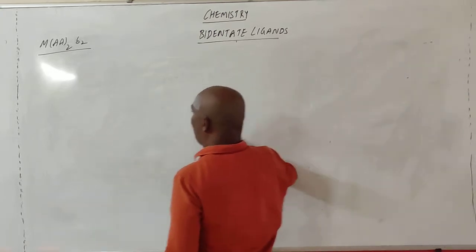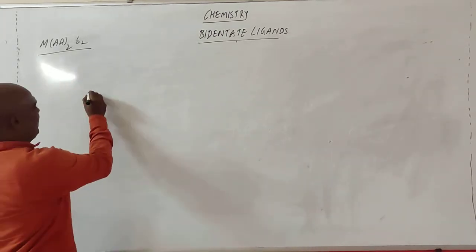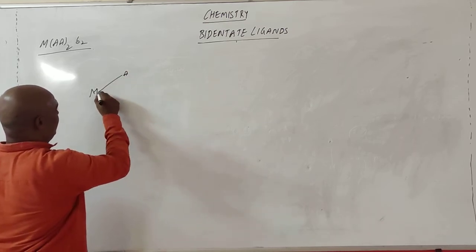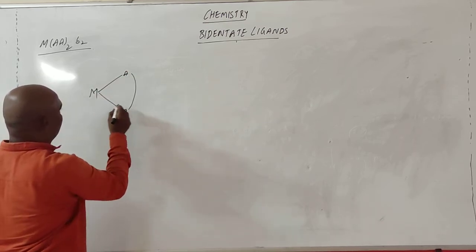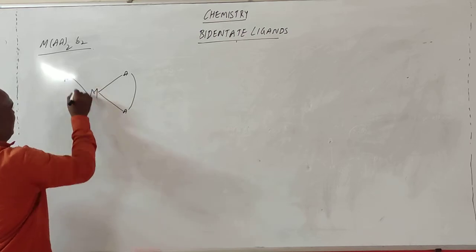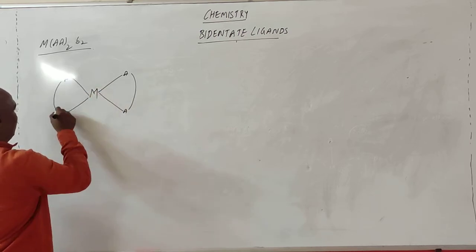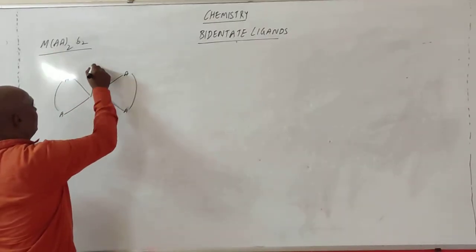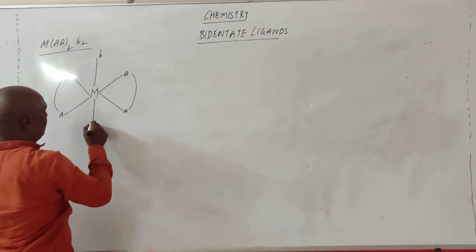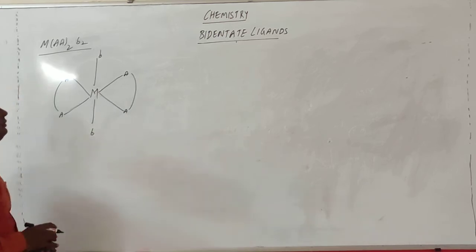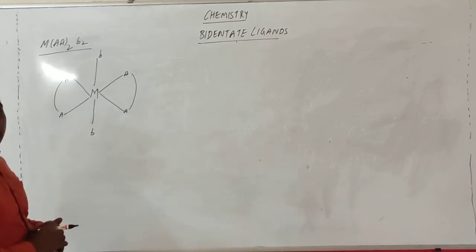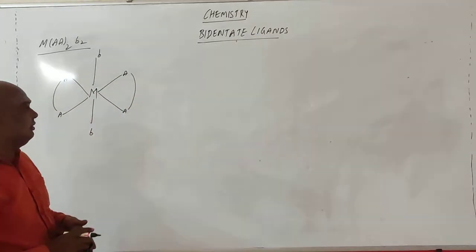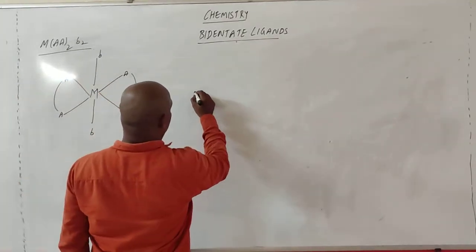So take the structure, or draw the structure of this molecule. I am taking M as my central atom. So this is A and this is A. These two are equal. And this is B and this is B. These two are equal. Okay. Like this is one structure. Now I am taking B here.